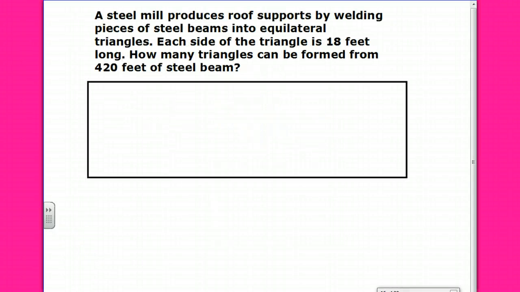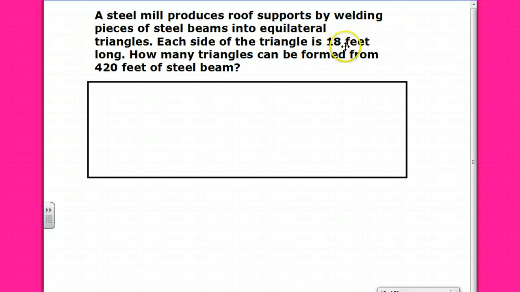We now have a little series of real-world questions involving triangles that you can try and answer, and then come back and check your work. A steel mill produces roof supports by welding pieces of steel beams into equilateral triangles. Each side of the triangle is 18 feet long. So how many triangles can be formed from 420 feet of steel beam?